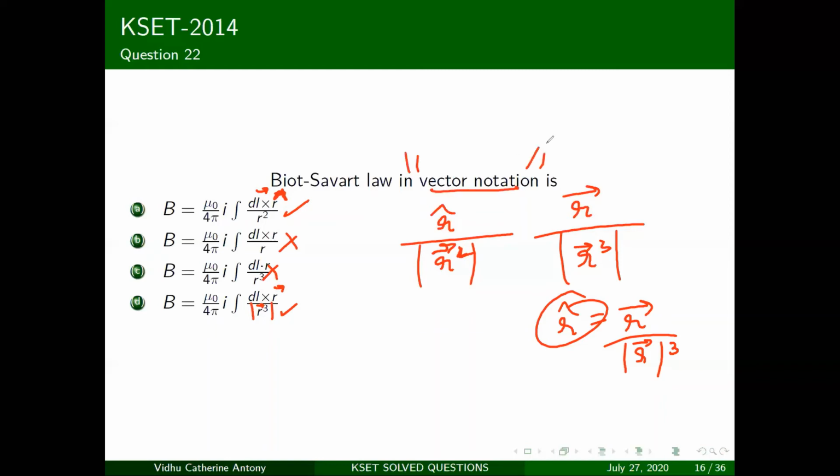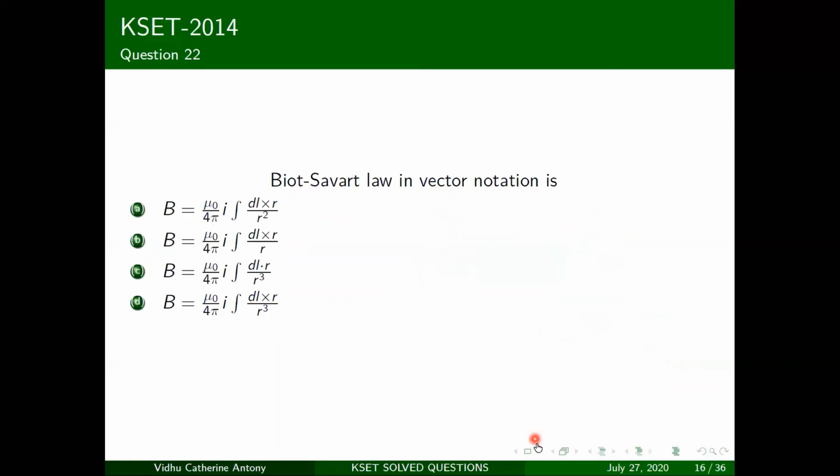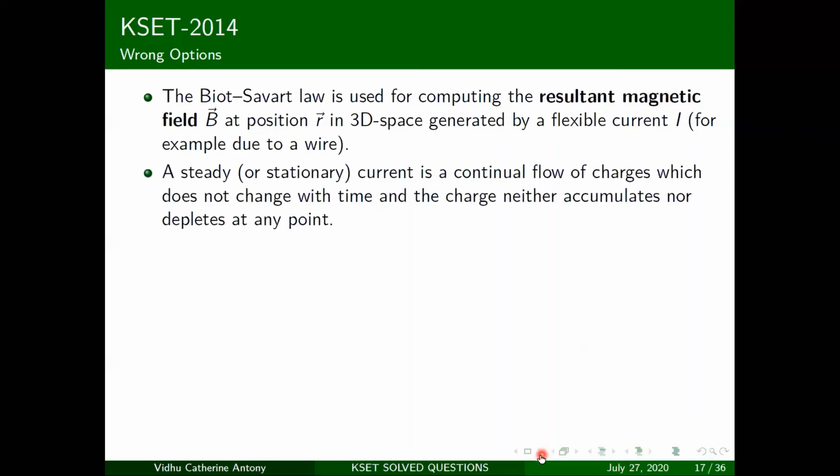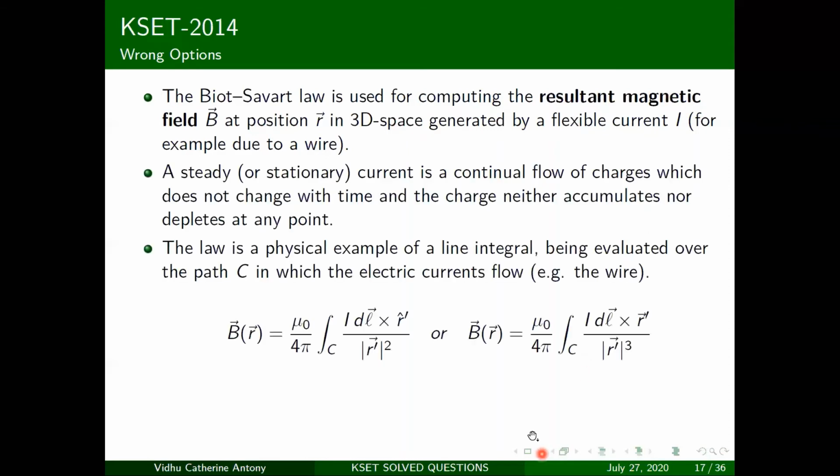Okay, so let's move on to this. So what is your Biot-Savart law used for? It's basically to compute the resultant magnetic field B for a current. Basically you have a wire that's passing through, and there's a current that's flowing through it. So this is basically the actual notation that you have.